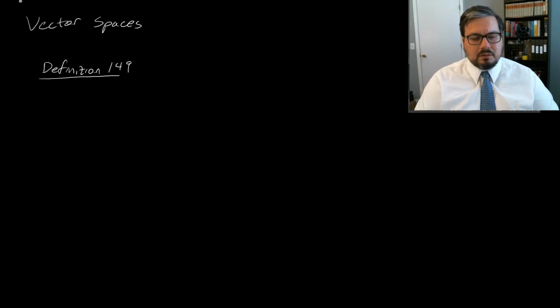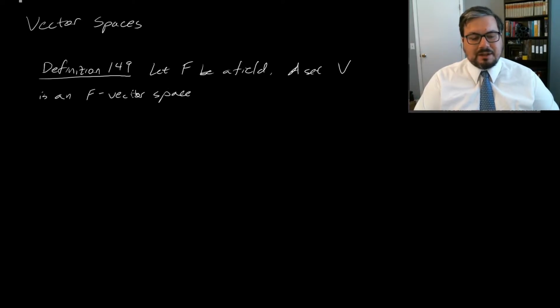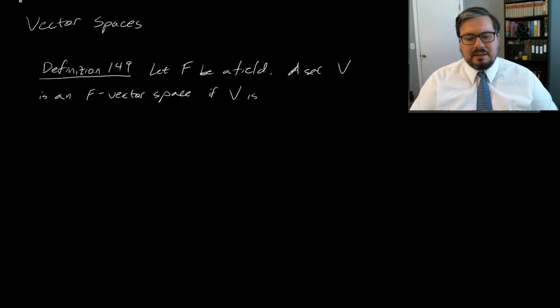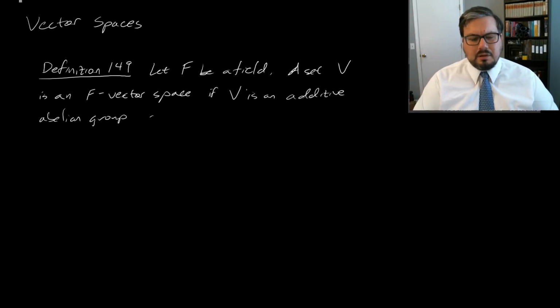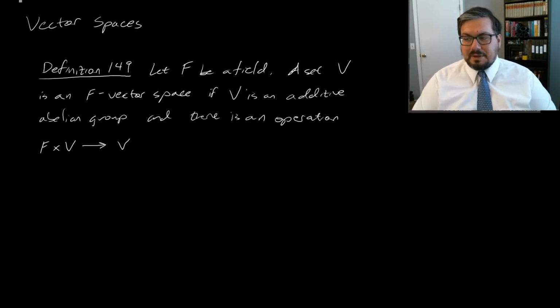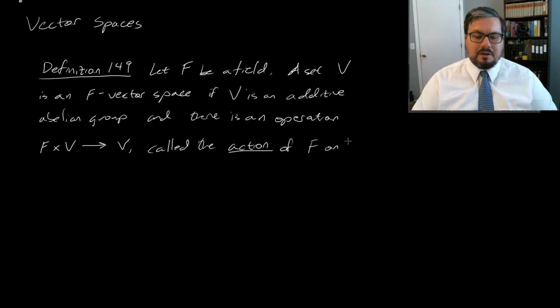149. So let's let F be a field. A set V is an F vector space, or sometimes just vector space if the field F is determined, if V is an additive abelian group, and there is an operation which is a function taking an element of the field and an element of the vector space and giving back an element of the vector space, which is called the action of F on V.